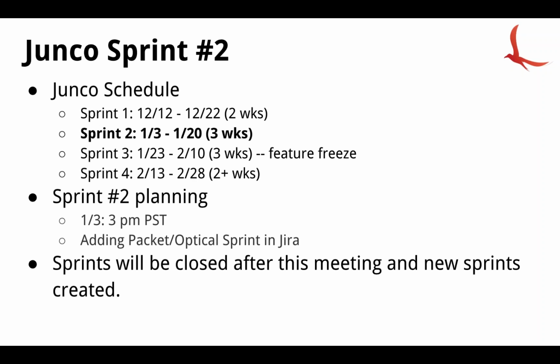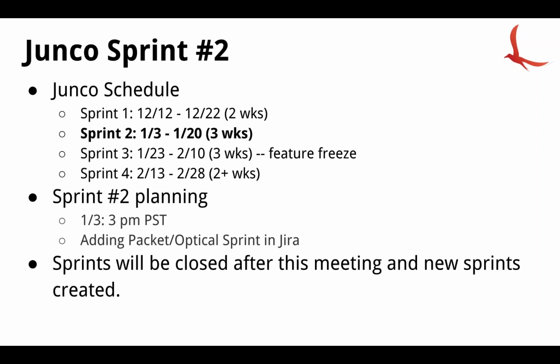So here's the Junco schedule. With the Junco schedule, we're looking at 4 sprints. We've just wrapped up Sprint 1. Sprint 2 will start on January 3rd and will go for 3 weeks, ending on January 20th. Sprint 2 planning will be on Tuesday, January 3rd, after we come back from the holiday break, at 3 p.m.